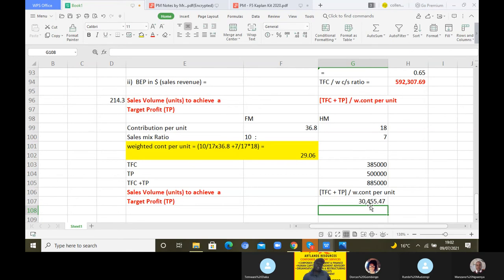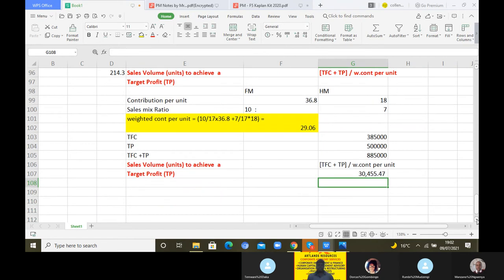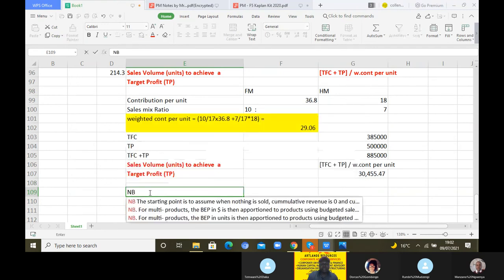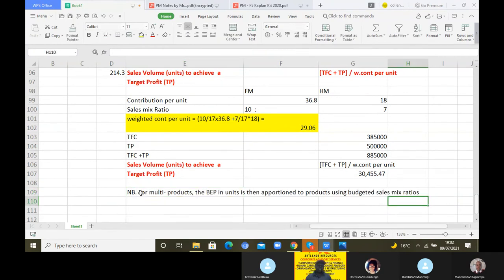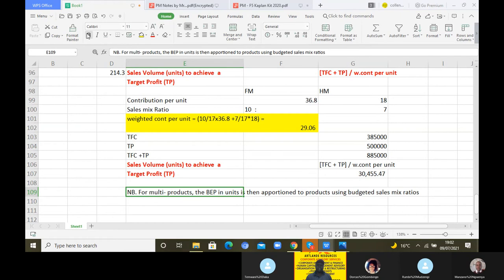The answer you are getting there is in units, meaning these are race entries that we have to sell in order to achieve a target profit. But after calculating the race entries, we then have to break them down. Remember our NB. If I come to the NB, we said for multi-products, the units are then apportioned to products using budgeted sales mix ratios.